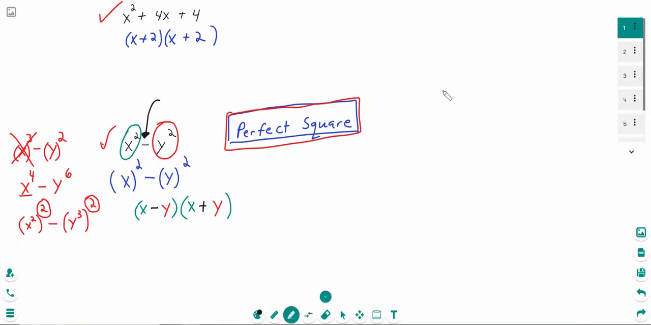So if I had written this as x squared plus y squared, and asked you to factor it, you would not be able to. Okay, you cannot right now because this would not work. I cannot do this.